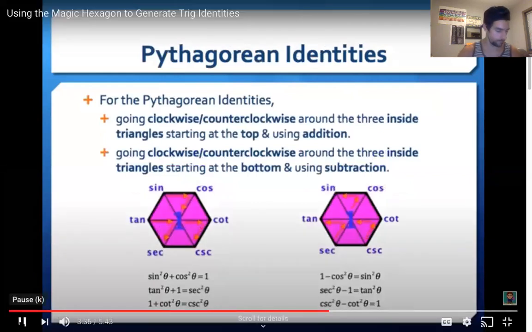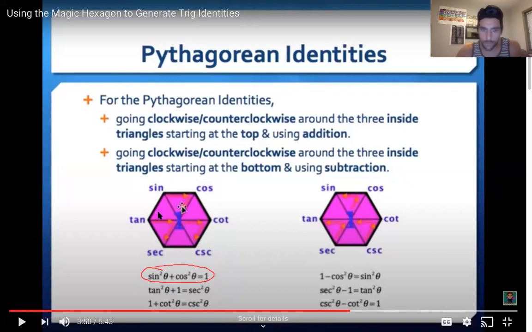The Pythagorean identities. Again, we've got a couple different ways that we can generate these. On the left, we can either go clockwise or counterclockwise around the 3 inside triangles, starting at the top and using addition. This is the one that I think I can do the best job explaining. This really comes down to this right here. If we start with this identity we started this video with, all the rest of these, you can use the triangle strategy.